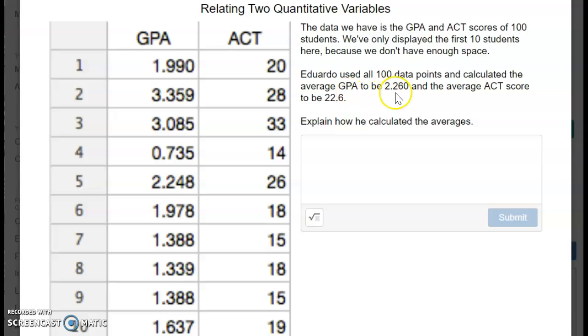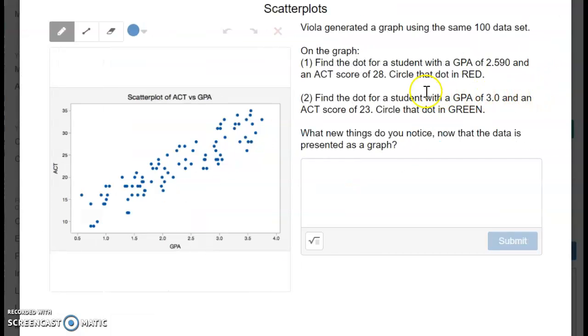So what does the average score tell us? Well, it tells us on average, in the middle of all the GPA. So in this group of students, the middle score will be about 2.260 for GPA, and the middle score for ACT will be 22.6.